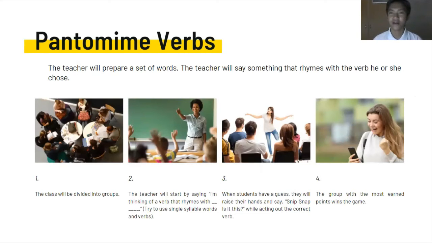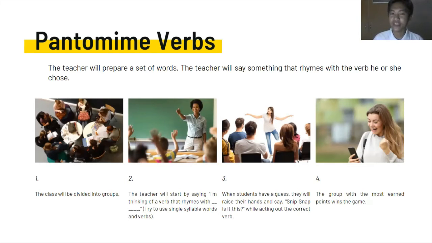Next, the teacher will start the game, saying, "I'm thinking of a verb that rhymes with blank." As much as possible, we should use single syllable words and verbs. When the students have a guess, they will raise their hands and say, "Snip snap, is it this?" while acting out the correct verb.